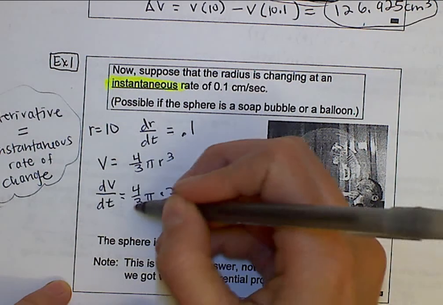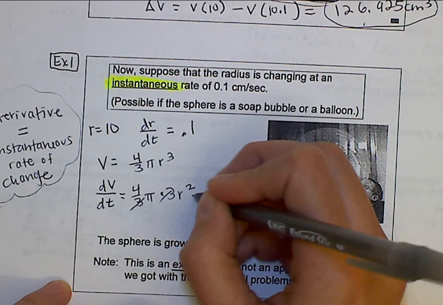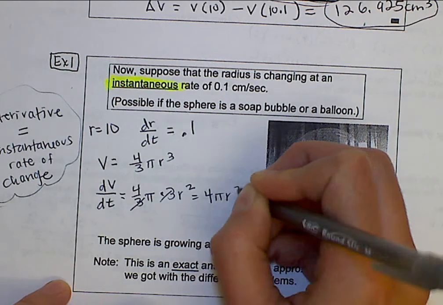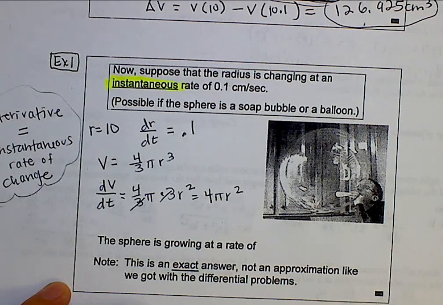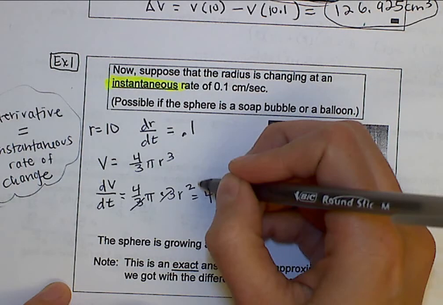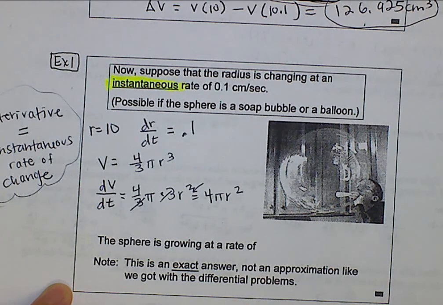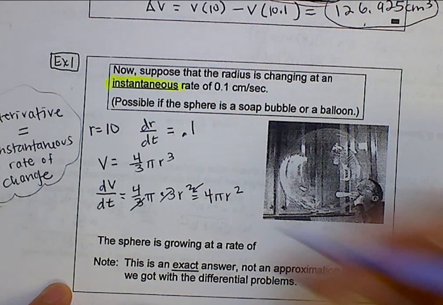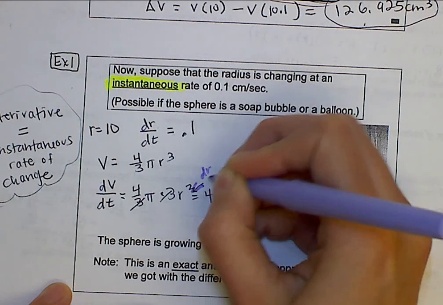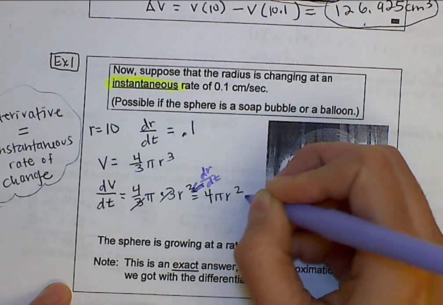Obviously these 3's will cancel out and we get 4 pi r squared. Oh, I forgot something very important, and that's because here we took the derivative, let me use another color. We took the derivative in terms of r, so I needed to add here a dr dt. And again, here I have dr dt.